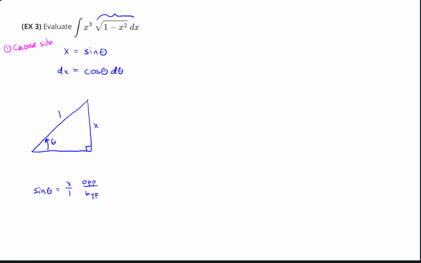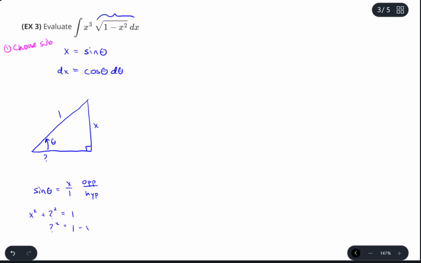And then just to verify this remaining side, just make sure it looks like the square root. So if I take the square of the known side plus the square of the missing side, that's supposed to equal 1. So the missing side squared would be 1 minus x squared. And if I took the square root, that would match up exactly with what I have inside the integral.